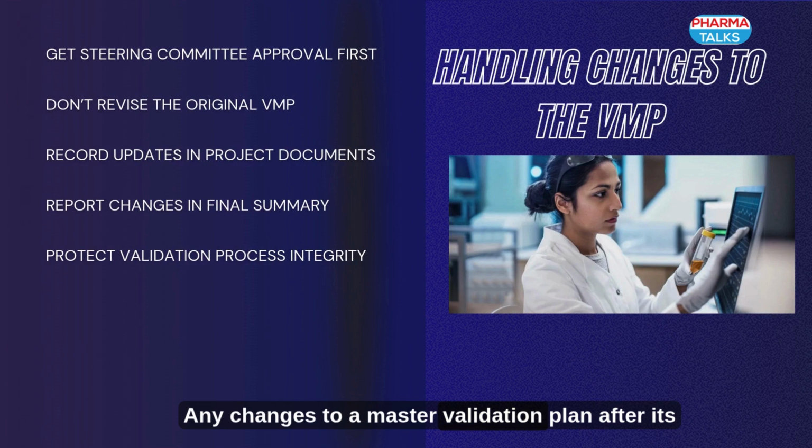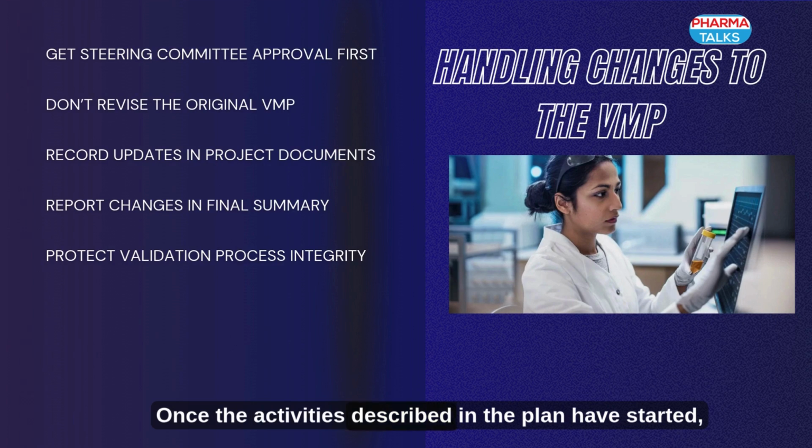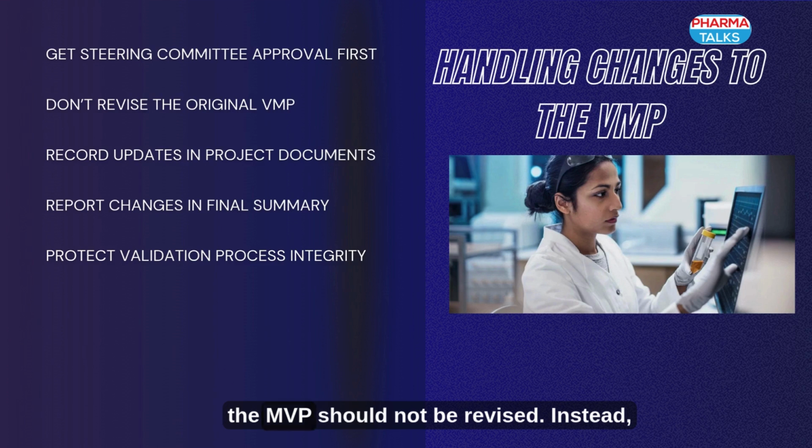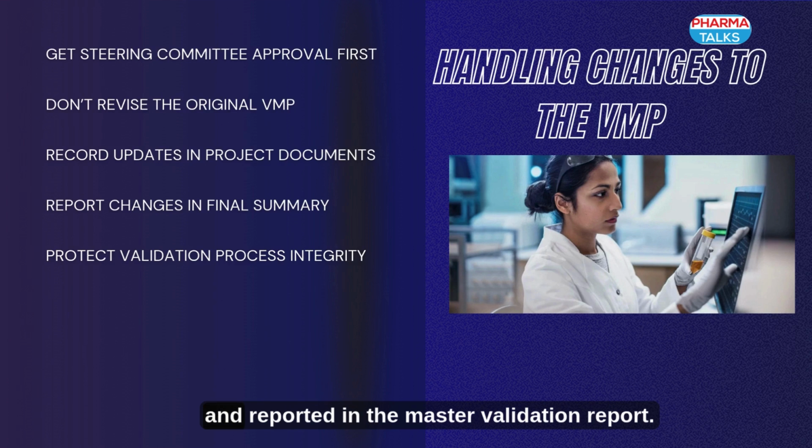Any changes to a master validation plan after its initial issue should be agreed upon by the project steering committee. Once the activities described in the plan have started, the MVP should not be revised. Instead, any changes should be recorded in the project documents derived from the MVP and reported in the master validation report.